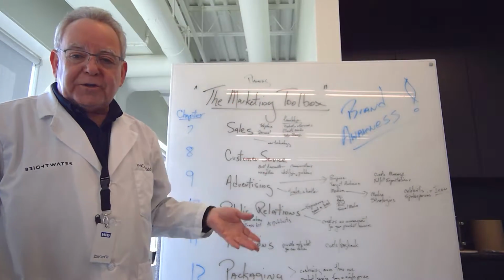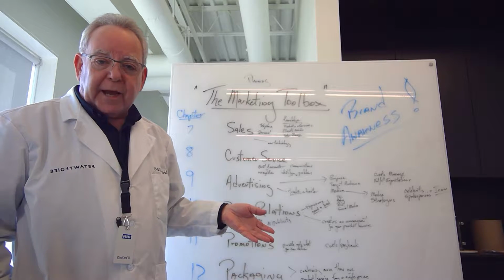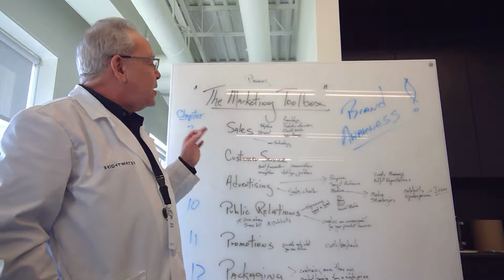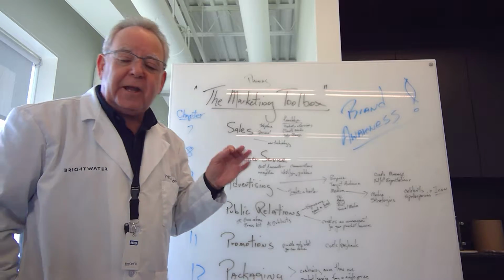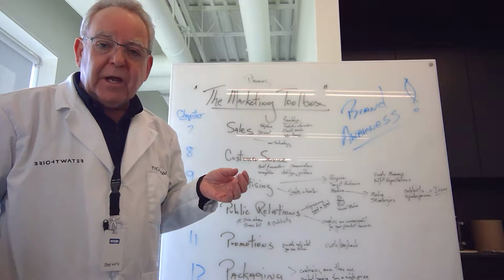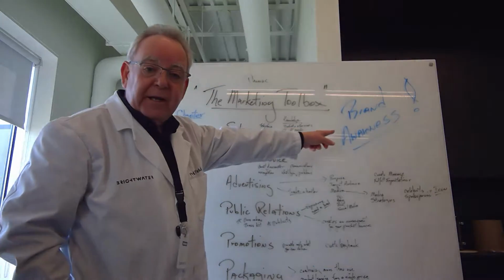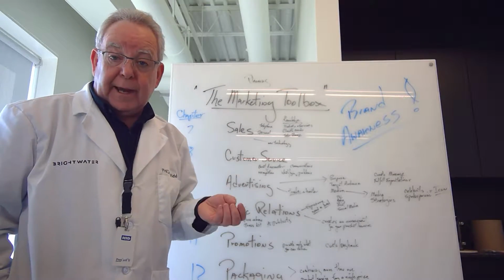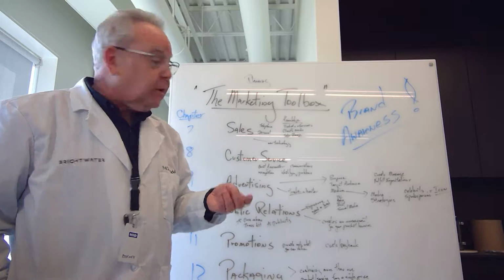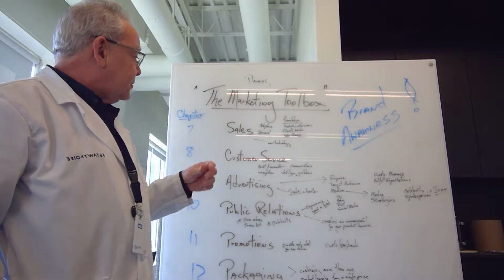In the earlier chapters, we talked about developing your brands, and now we're really going to drill down and look at individual aspects of your marketing plan to fine-tune brand awareness and to build your brand. So chapter 7 talks about sales.